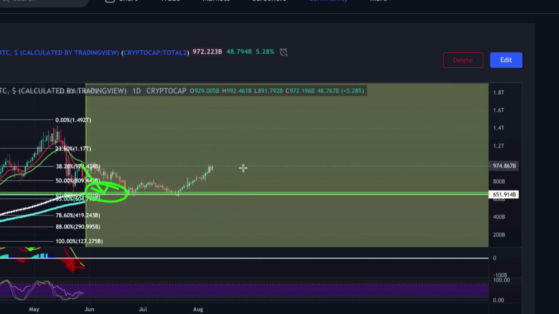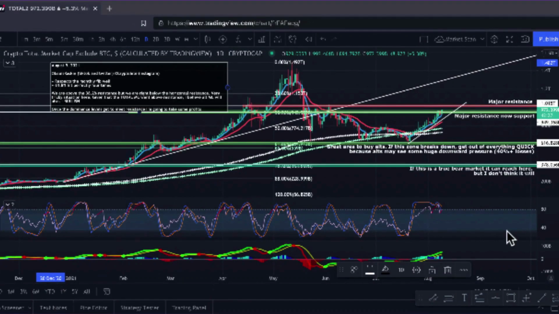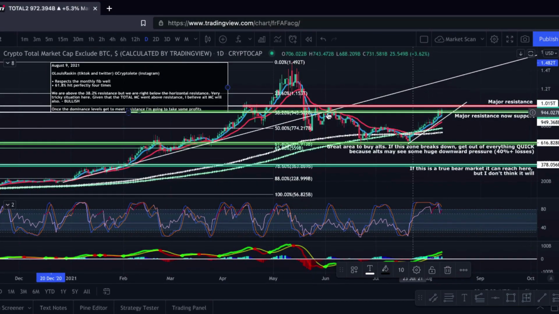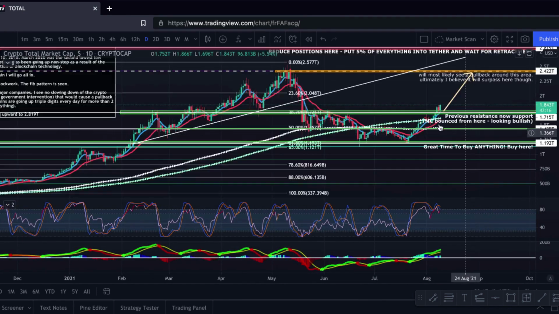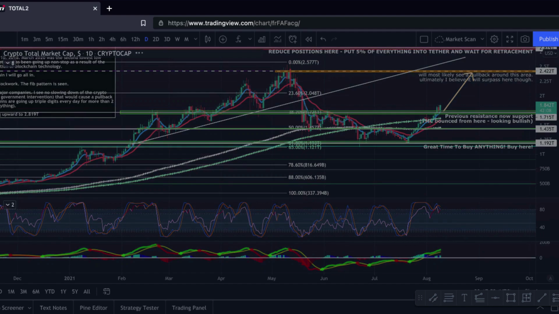Not to mention, if you look at this chart, you can see that we're above the 38.2, but we're right at the resistance level. But the total market cap, this was the big resistance level, and it busted through there. So I believe that the altcoins will follow suit. I do believe the altcoins will follow suit. So that's why I think that I'm more bullish.